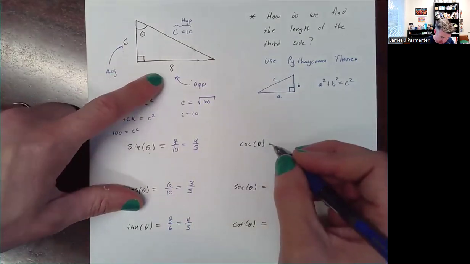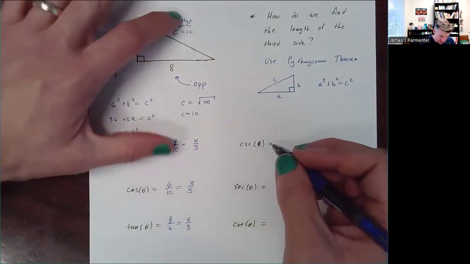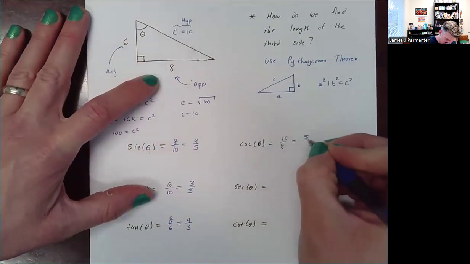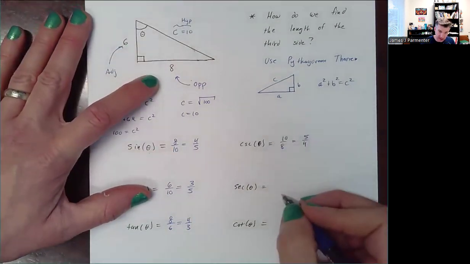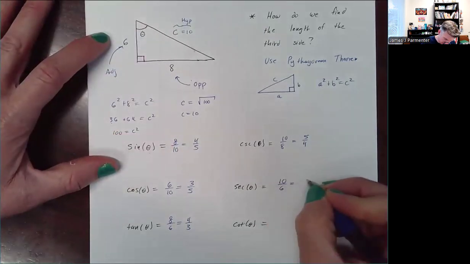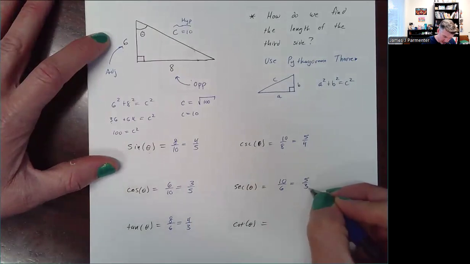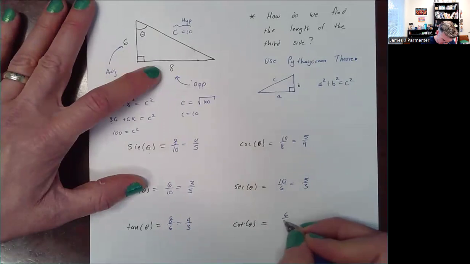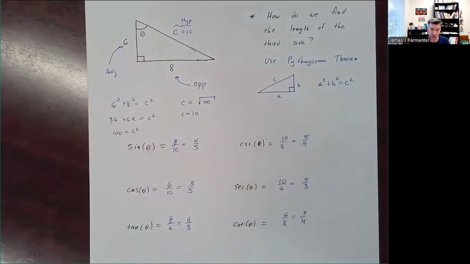Cosecant of theta is the hypotenuse over the opposite, which is 10 over 8, which reduces to 5 over 4. Secant of theta is the hypotenuse over the adjacent, which is 10 over 6, which reduces to 5 over 3. And cotangent of theta is the adjacent over the opposite, which is 6 over 8, which reduces to 3 over 4. We should reduce our fractions if we can.